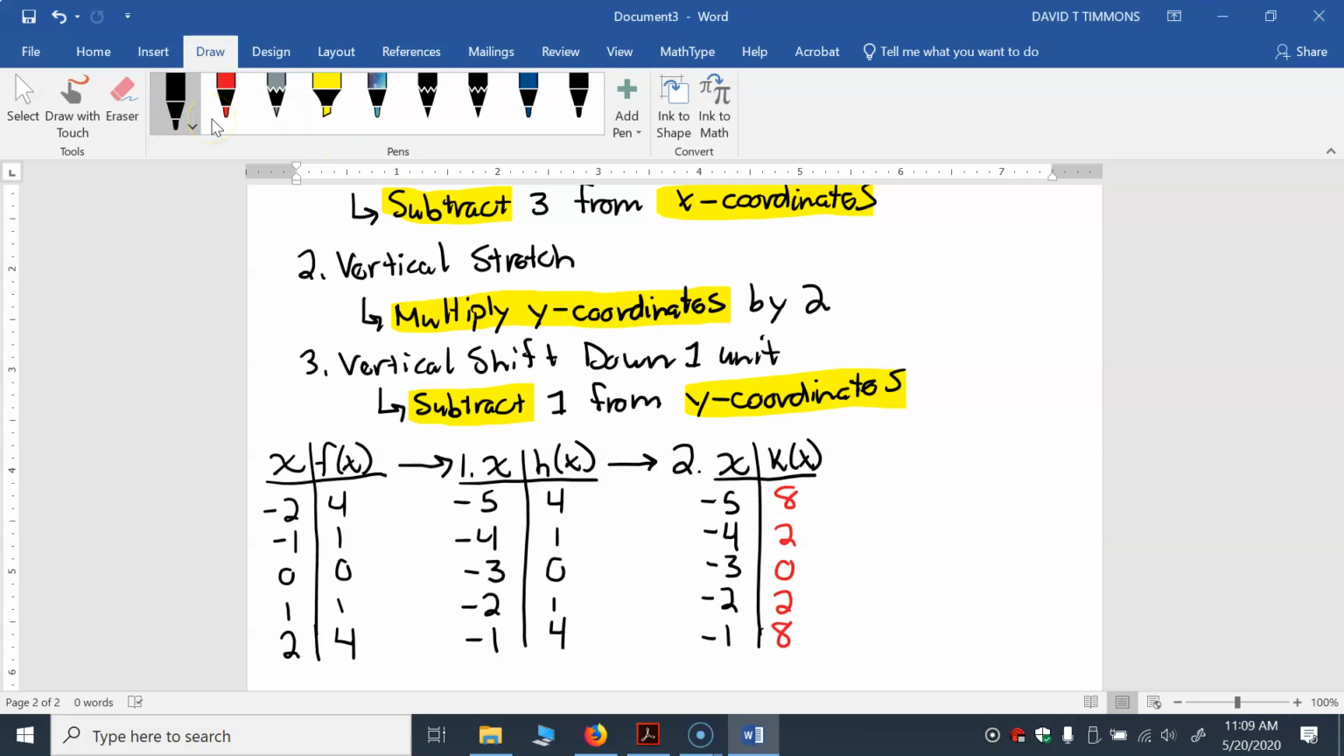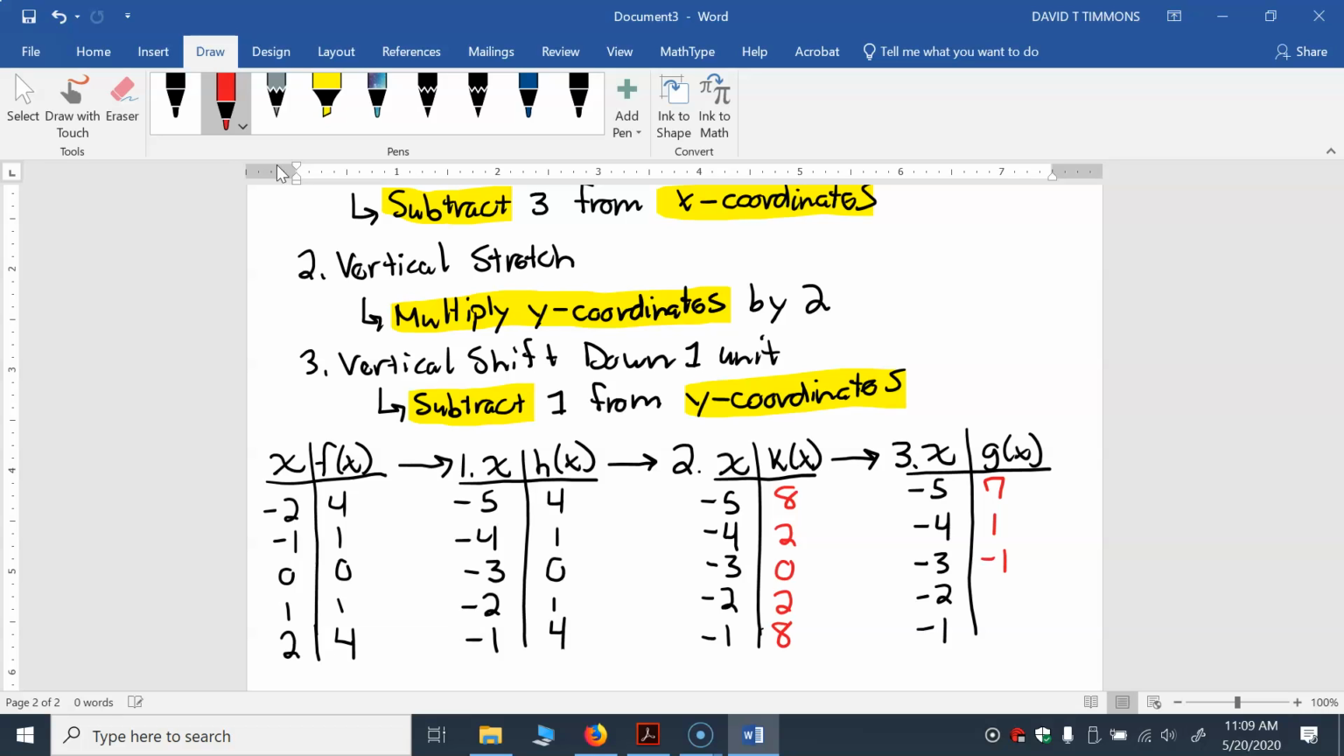And then the third transformation is that vertical shift down 1 unit. So last table of coordinates, x, that's g of x, the letter they wanted. Now again, we're not changing x, so I'll just copy those over. And now we'll just subtract 1 from this column. So this would be 7, 1, minus 1, 1, and 7.